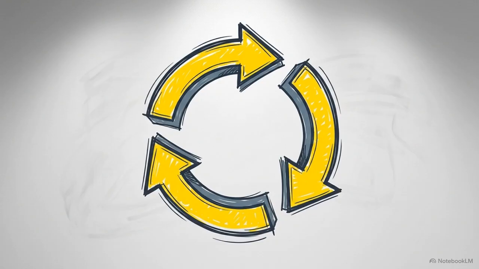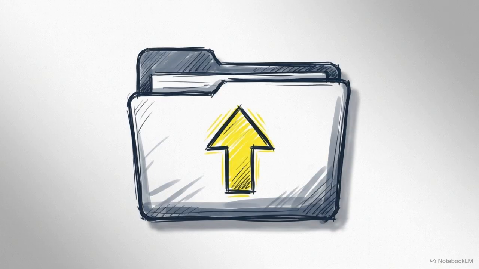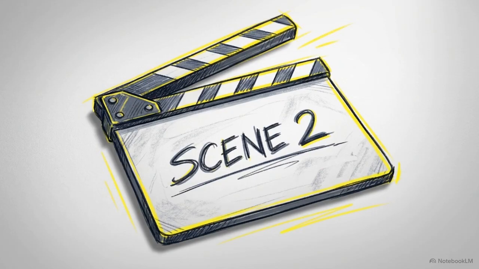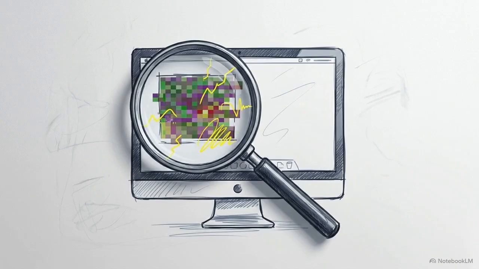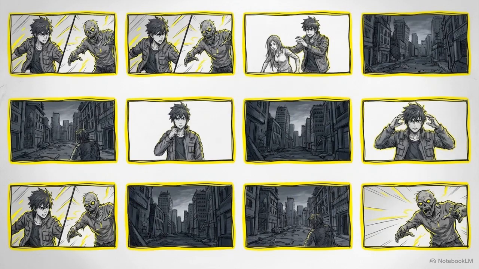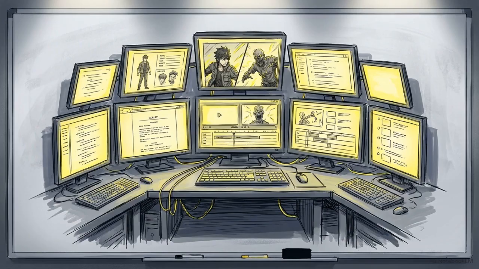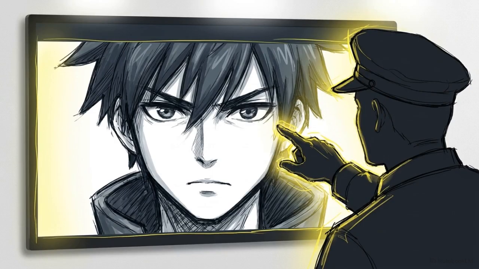You continue this loop for the remainder of your script. Upload the specific references for the next scene, generate the clip, and troubleshoot any artifacts until every shot is finished. By breaking the process down into this controlled, reference-guided loop, you dictate exactly what appears on screen. The AI is doing the rendering, but you are directing the shots.